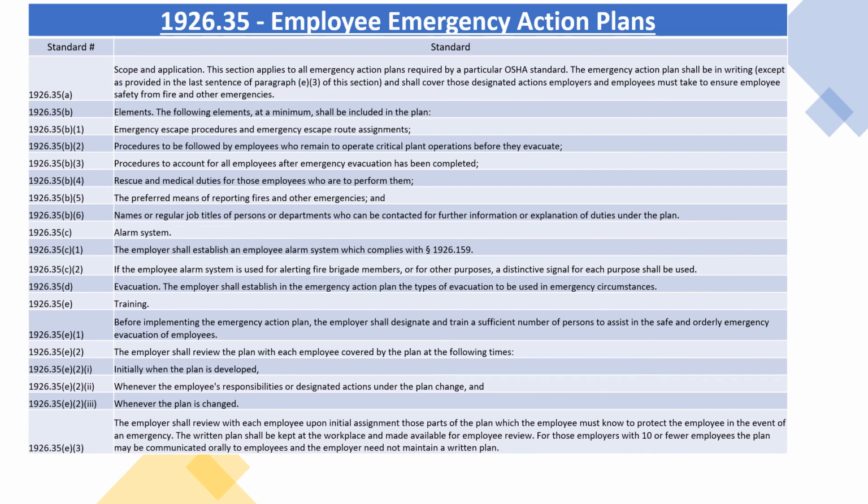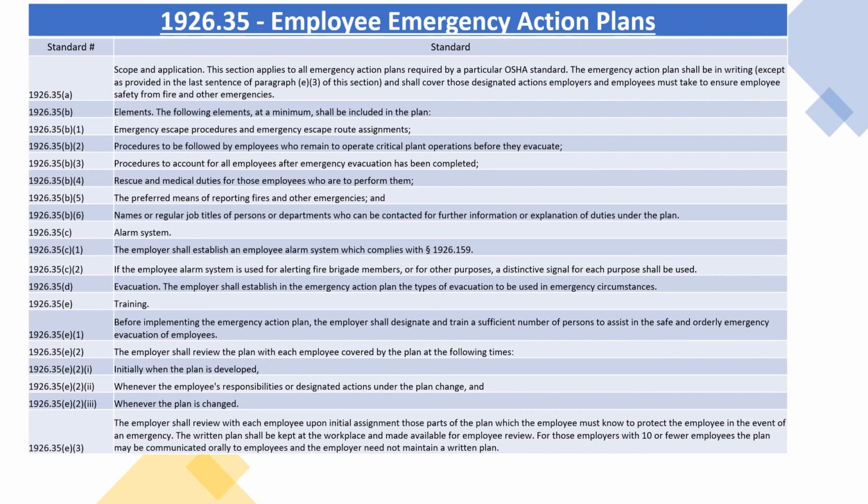1926.35 E. Training. 1926.35 E.1 Before implementing the emergency action plan, the employer shall designate and train a sufficient number of persons to assist in the safe and orderly emergency evacuation of employees. 1926.35 E.2 The employer shall review the plan with each employee covered by the plan at the following times. 1926.35 E.2.1 Initially when the plan is developed. 1926.35 E.2.2 Whenever the employee's responsibilities or designated actions under the plan change. And 1926.35 E.2.3 Whenever the plan is changed.